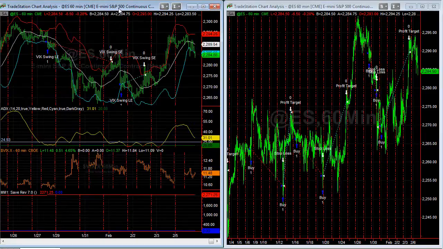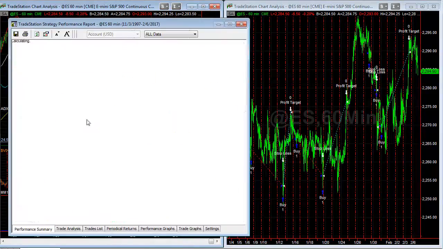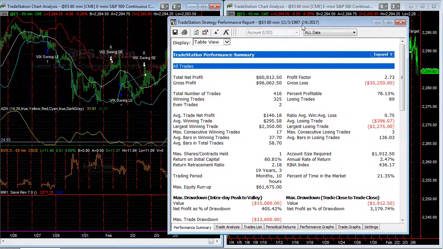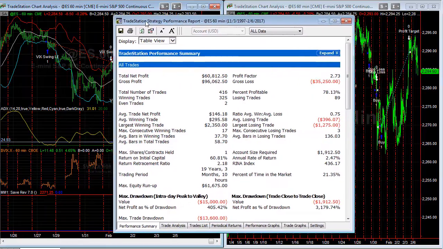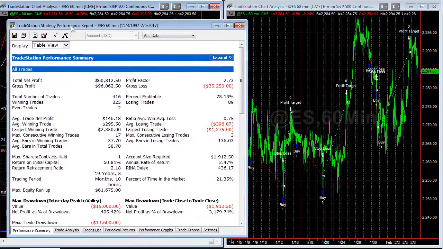In this video, we go over the money management algorithm input rules. First, we want to take a look at the setup. We're taking a look at a VIX swing strategy on the left. This performance summary represents this strategy on the left. And so you see the MM1 save rev 0.0 indicator for revision 7 for this.